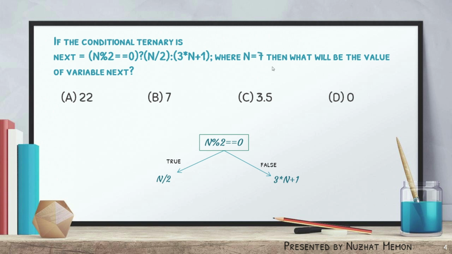Now they are giving one number, that is 7. Here we will check whether 7 modulus 2 is equal to 0 or not. As we know, 7 is an odd number. An odd number modulus 2 is not equal to 0. So the condition will be false. So here, as the condition is false, we will come here and evaluate the second expression. So the answer will be 22. And this 22 we will assign to the variable next.